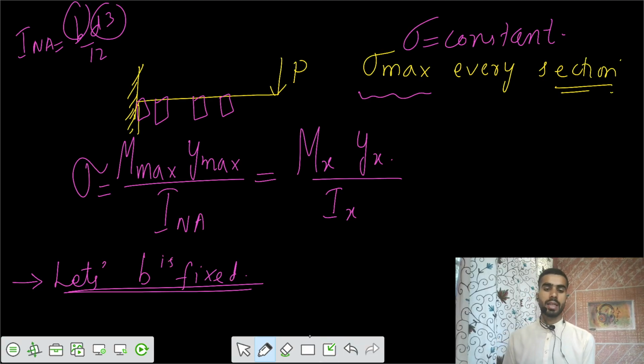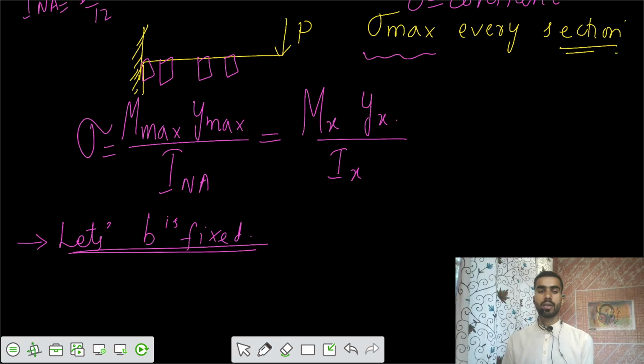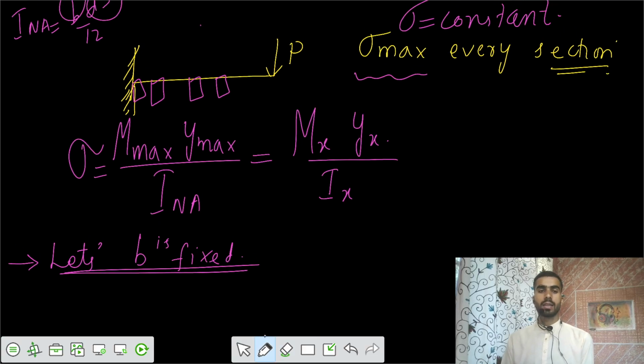That means you have to vary the depth along the length of the member. So this is the length. Let's talk about some value of x, where we are worried about how much depth we should have at that particular location of x.